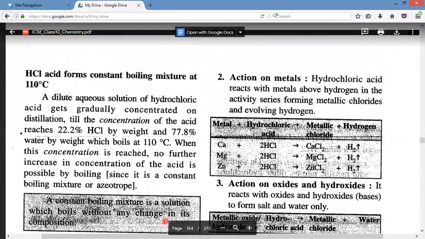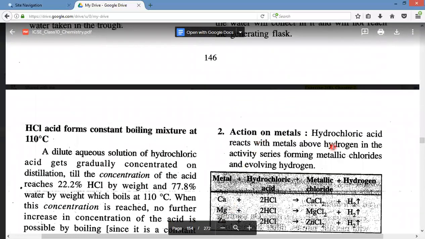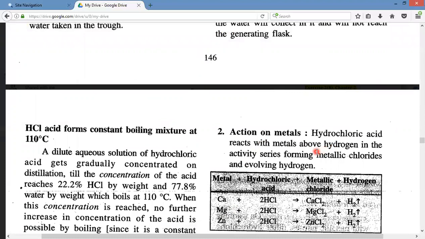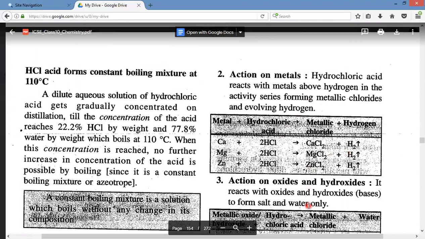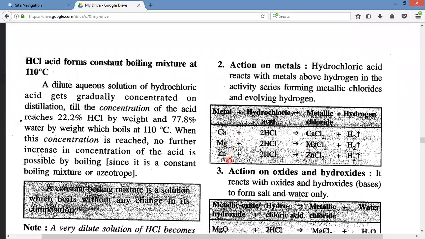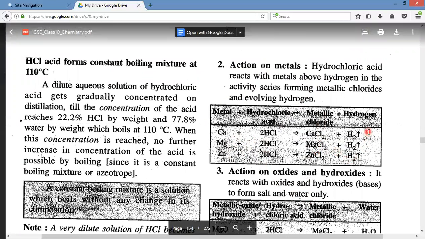With the action of metals, as you know, whenever a metal reacts with any acid, here hydrochloric acid, there will be a formation of a salt and hydrogen gas. The same occurs here. Calcium, magnesium or zinc when treated with hydrochloric acid form the metallic chloride with hydrogen gas, which results in a pop sound and burns with a blue flame.